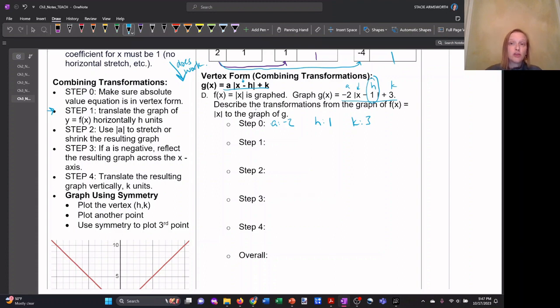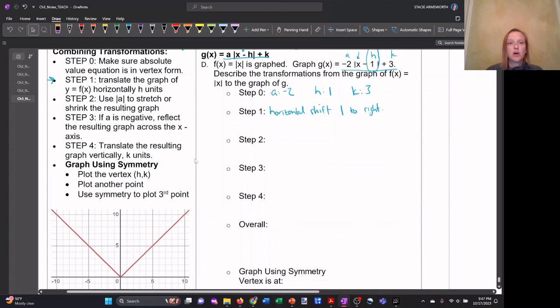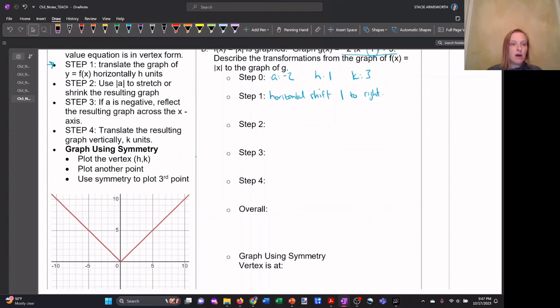We do have a horizontal shift. Horizontal shift is designated by this h value here. So that's going to cause a horizontal shift that is 1 to the right. So plotting this step on the graph, we want to shift 1 to the right. And so all of our other points just get shifted 1 to the right.